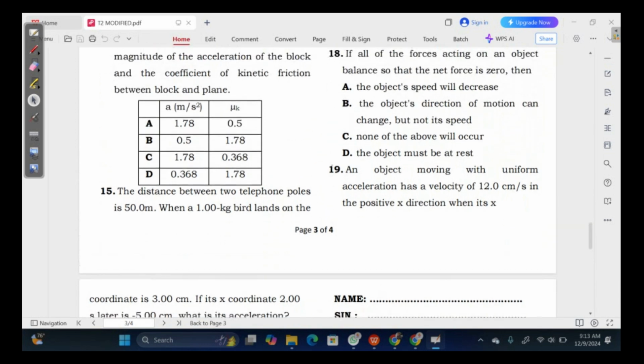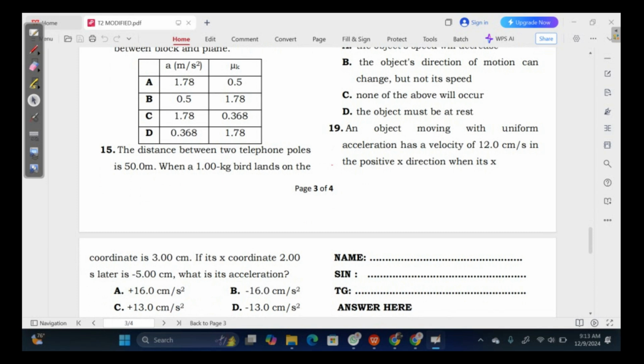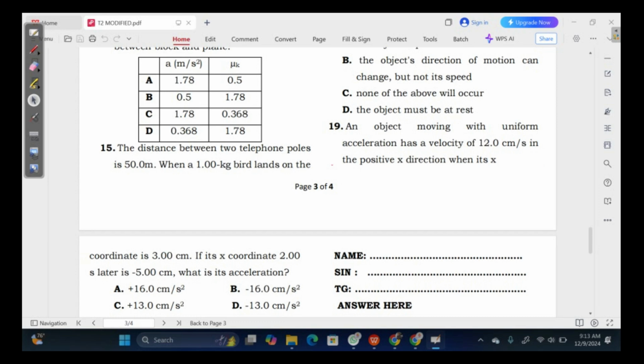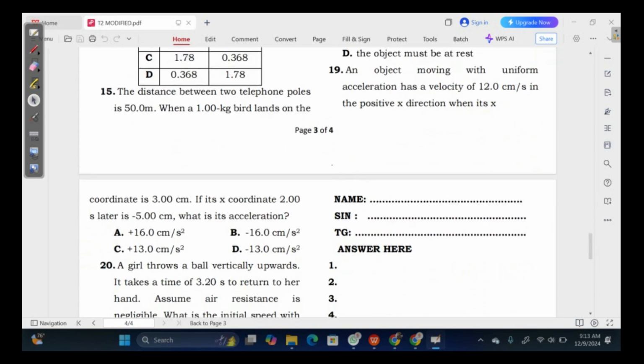An object moving with a uniform acceleration has a velocity of 12.0 centimeters per second in the positive x direction, when its coordinate is 3.0 centimeters.